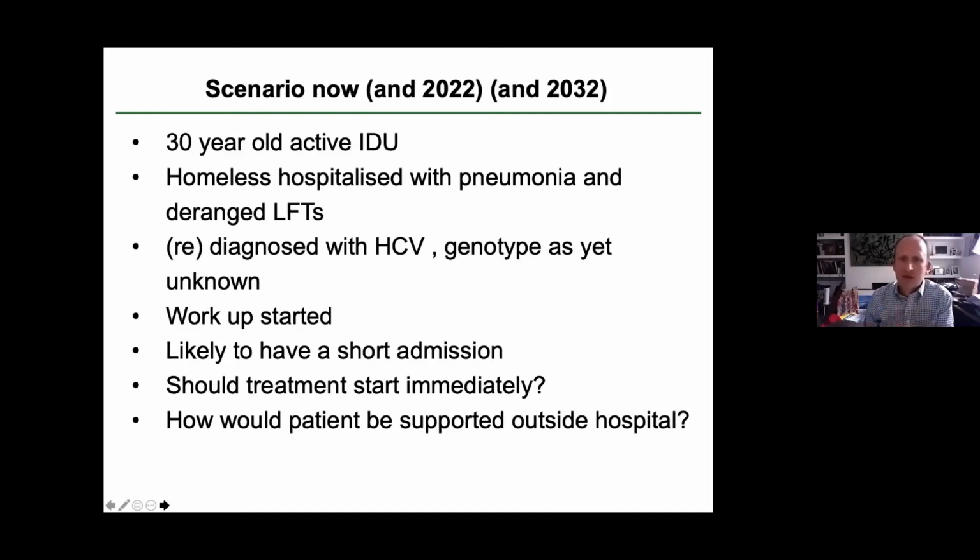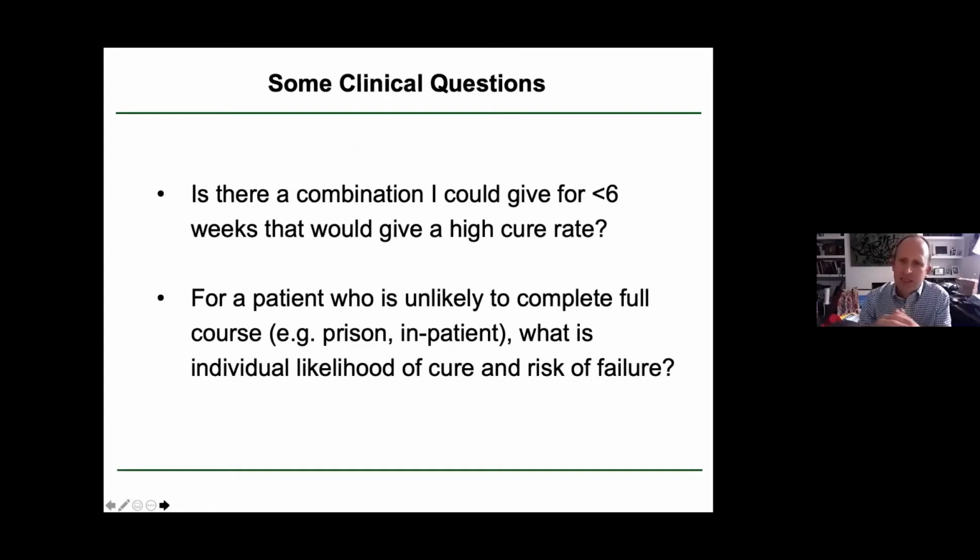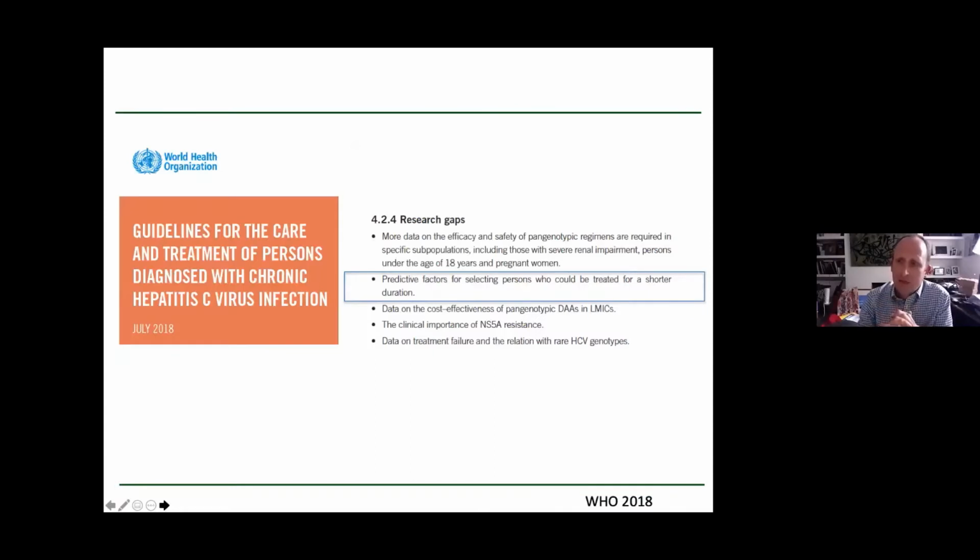And so if we rephrase those questions from a more clinical perspective: is there a combination I can give this patient for less than 6 weeks that would give a high chance of cure? And if I start a combination and this patient's unlikely to finish it, what is the risk to that individual? How likely are they to be cured? And if they're not, what's the risk of failure? And at the moment, the evidence base, which I'll touch on in a minute, is not very strong. And I think it's one of the areas highlighted by WHO in their guidance from 2018, that really we need better data on the predictive factors for selecting people for shorter courses of therapy.